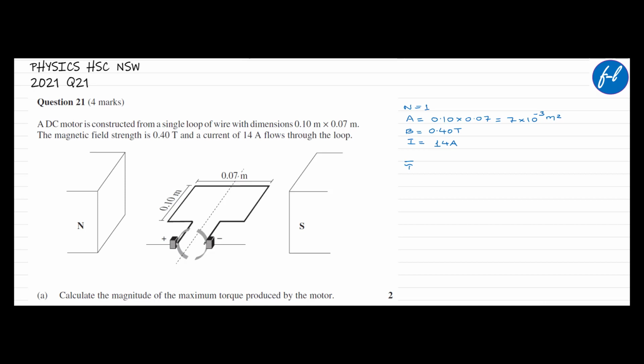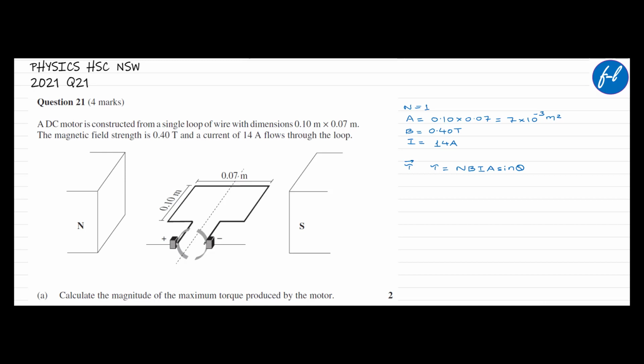So if you remember the expression for the torque, the magnitude of the torque, because the question says only the magnitude, is written as NBIA sine theta. And what is theta, if you remember? So theta in this case is the angle which the normal to the area makes with the vector B.